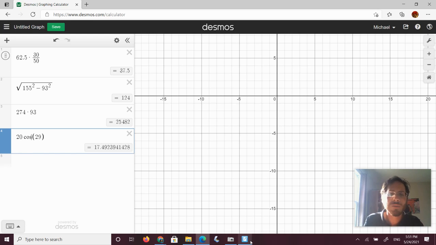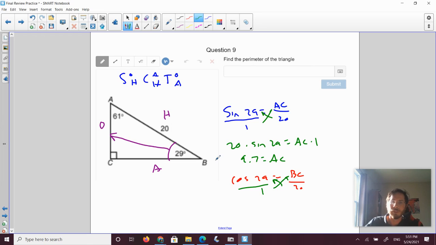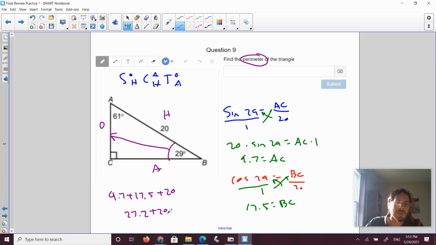$17.49, 17.5 seems reasonable for that. Now to get the final answer, we want the perimeter, which means we want to add up all the sides. So we want 9.7 plus 17.5 plus 20. When we add these two up, we're going to get 27.2, plus 20, which is 47.2. So that's our perimeter.